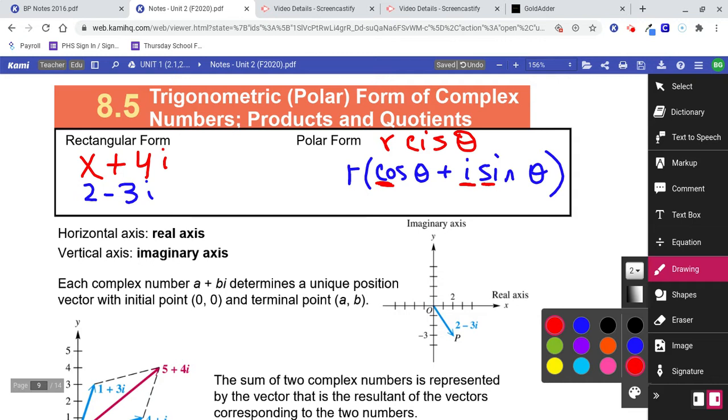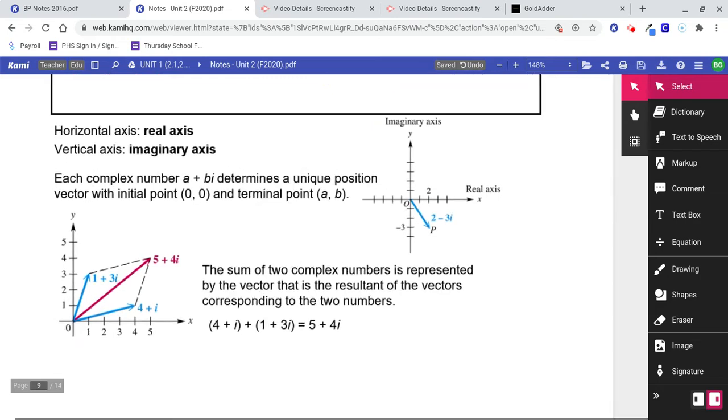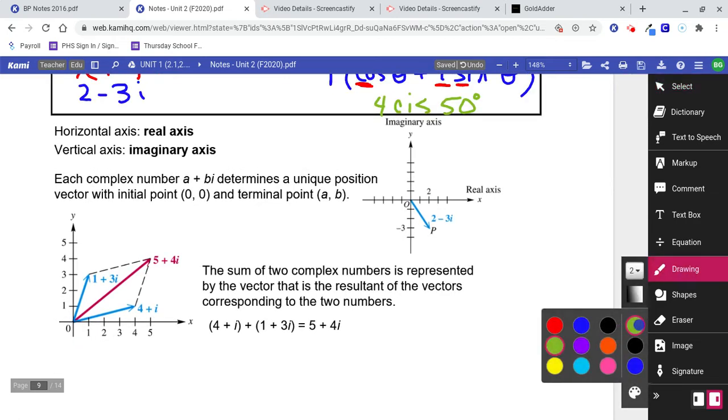But all we really want is the r and the theta. So an example, you're going to see something like 4 cis 50 degrees. I just need that radius number and that theta number. That's what I'm looking at to be able to draw the vector. So they show you how to draw a vector. And here's an example right here, 2 minus 3i. Notice they go right 2 and down 3. That puts us in the fourth quadrant, but we can draw that vector.